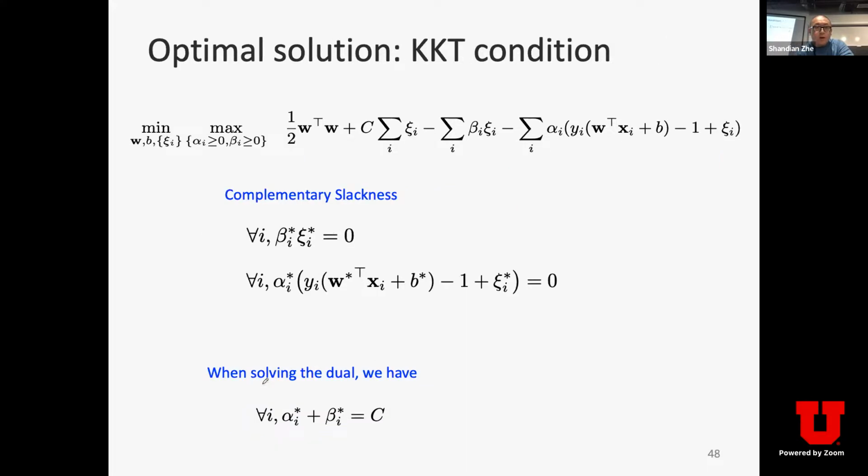Okay? So now we get 3 pieces of results, right? The first 2 come from the KKT conditions, more specifically complementary slackness. That is, the optimal beta i times the optimal xi is 0, for every i. And the optimal alpha i times the function margin subtracted by 1 plus xi is 0. Right? This is a direct application of the KKT conditions over the optimal Lagrange multipliers and model parameters, right? And the third one is, when we solve the dual form, we know that alpha i star plus beta i star must be C, right?